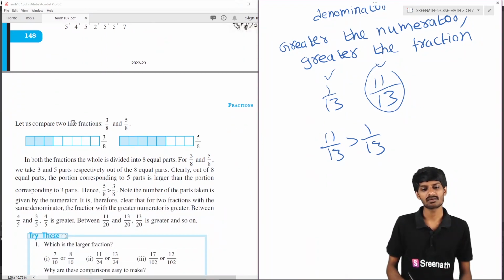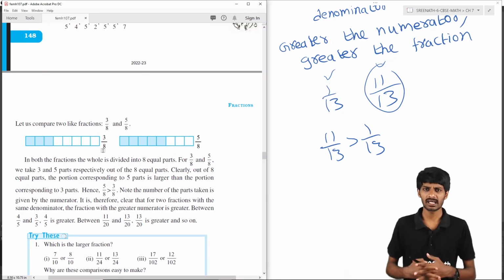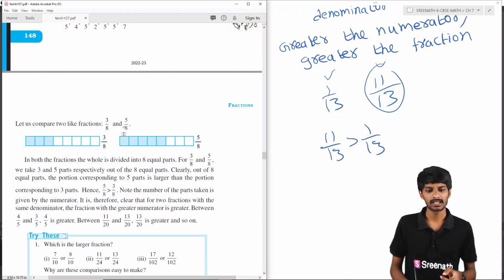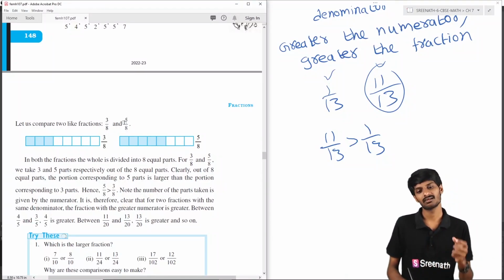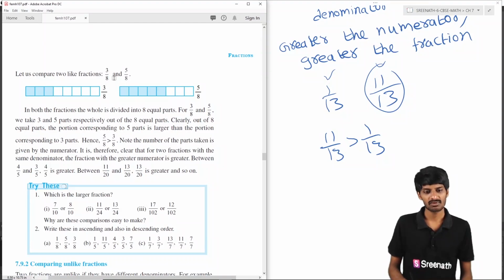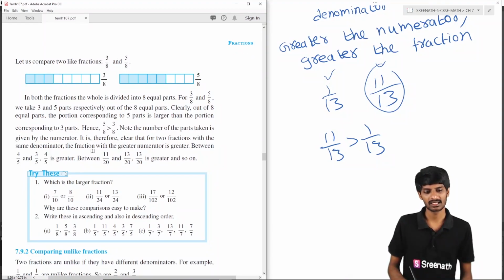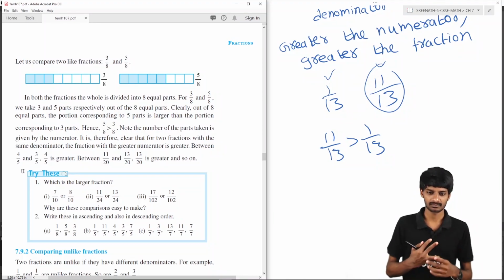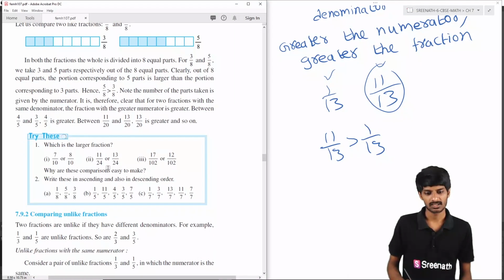That is the case with like fractions. Here there are 3/8 and 5/8. Which is greater? They are like fractions, 8 and 8 are the same, so just look at the numerator. Between 3 and 5, which is greater? 5 is greater. That's why 5/8 is greater than 3/8, students. Like that, here there are 3/5 and 4/5. Like fractions, the denominator is the same. The numerator 4 is greater, so 4/5 is greater than 3/5. That is the thing, students.